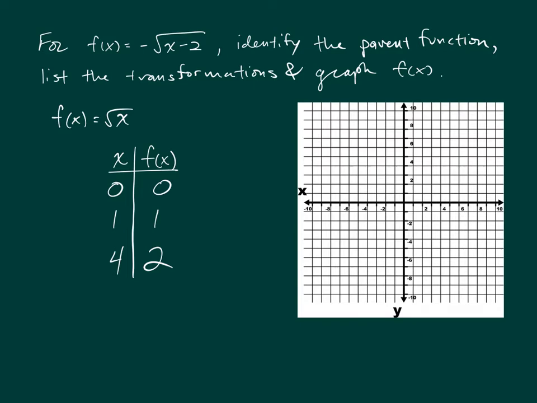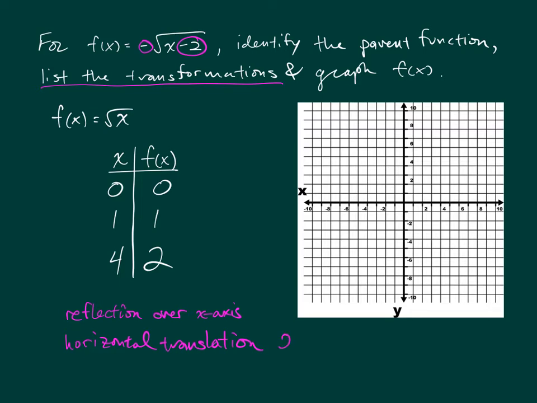So the transformations, I'm going to underline this in pink, are here: this negative and this -2. Well, the negative, or I say the leading negative, tells me that there's a reflection over the x-axis. And the -2 tells me that there's a horizontal translation 2 units.